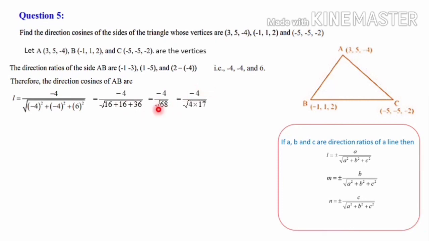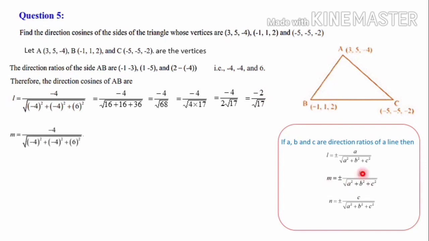Root 68 can be split as root of 4 into 17. 4 is a perfect square, so 2 comes out of the square root, giving -4 divided by 2 root 17. 2 and 4 we can cancel. The final answer is -2 by root 17. This is l. We can go for finding m.